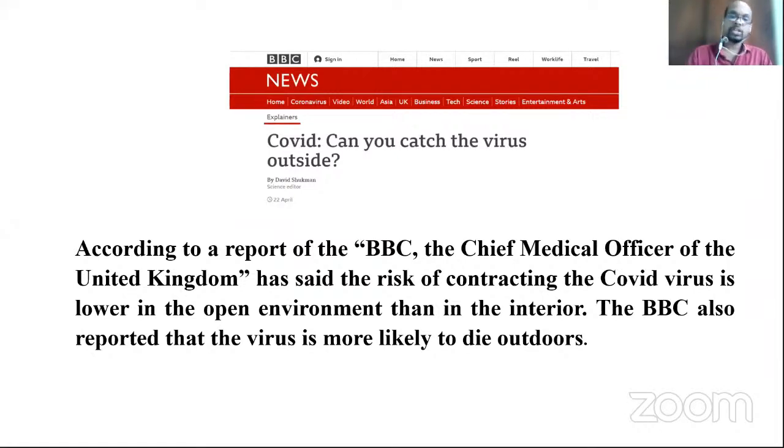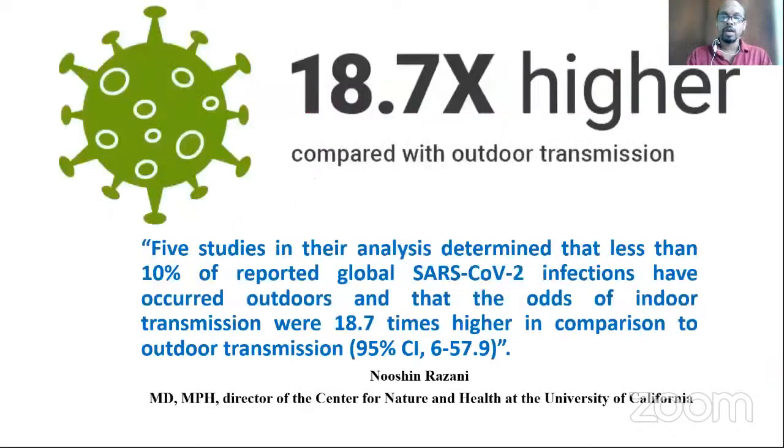Dr. Rashini, MD, MPH, Director of the Center for Nature and Health at the University of California, says that although the virus may be active in the outside environment, it has a low value relative to the inside environment. She has done five studies, and in her analysis determined that less than 10% of reported global SARS-CoV-2 infections have occurred outdoors, and that the odds of indoor transmission were 18.7 times higher in comparison to outdoor transmission.